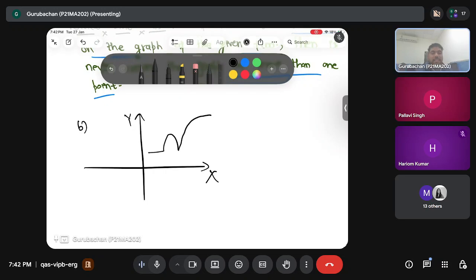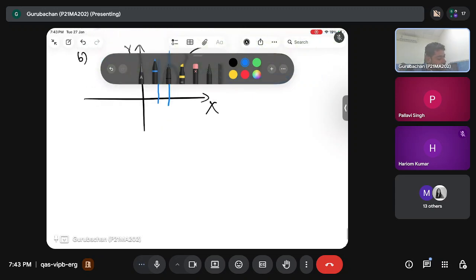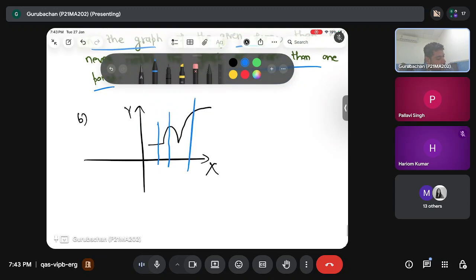See, it has three subparts. One is the straight line. If you draw a vertical line here, it is cutting only one point. If you draw it here, again one point, again one point. So that means it is a graph of a function.